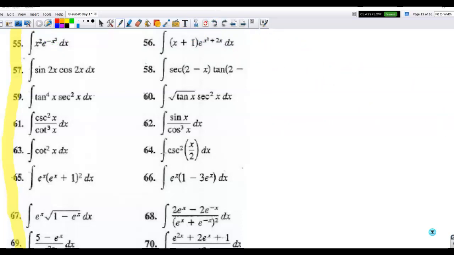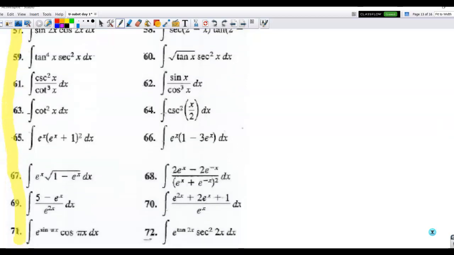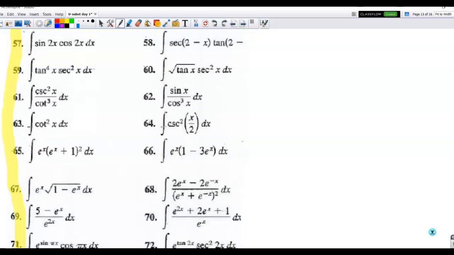57. Ooh, 57 looks kind of interesting. Slide that down, 57. All right, so now I have two trig functions. I have sine operating on 2x, and I have cosine operating on 2x. So I'm going to play the game and pretend I'm going to let u equal the angle measurement. By the way, this isn't going to work, so please don't copy it. I hope you're checking. 57.